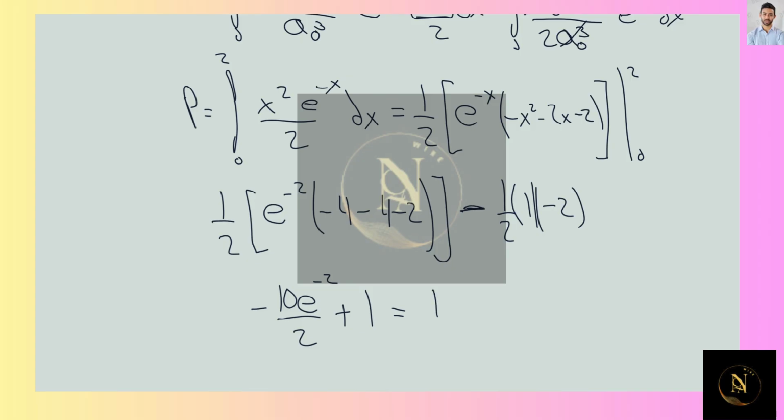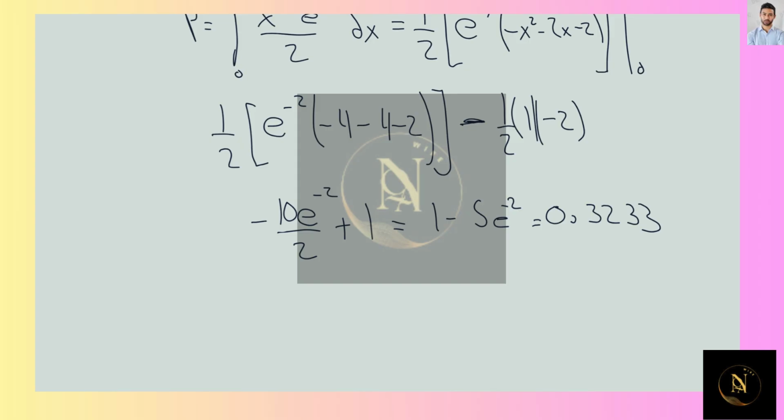which is equal to 1 minus 5 times e to the minus 2, which gives us a 0.3233 value for probability, which corresponds to a 32.33%. So with that, it will be all.